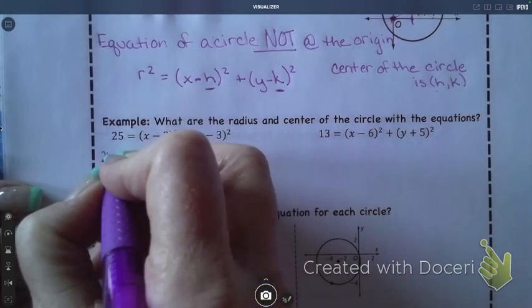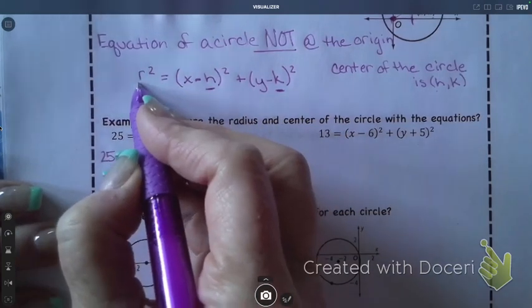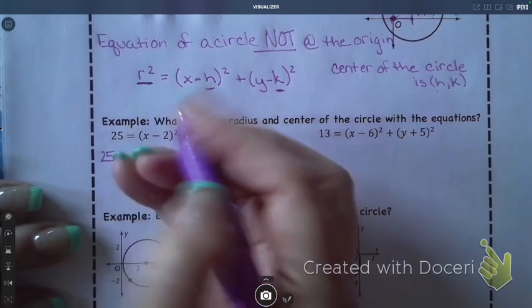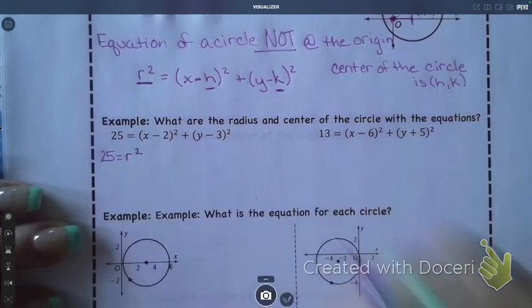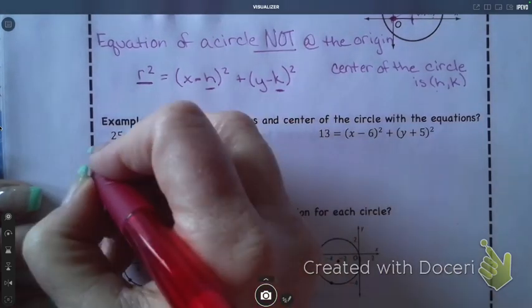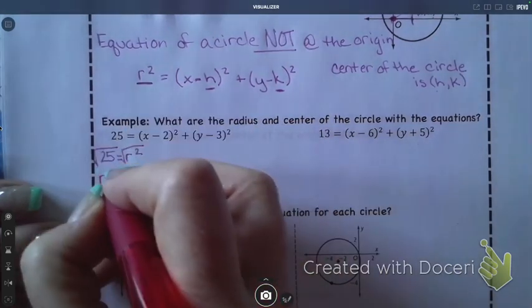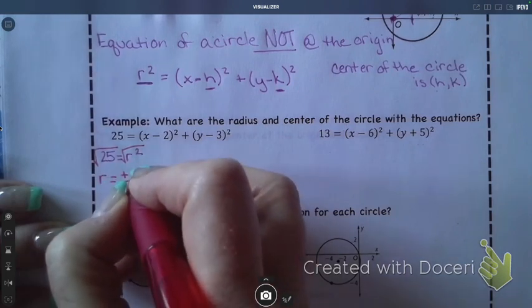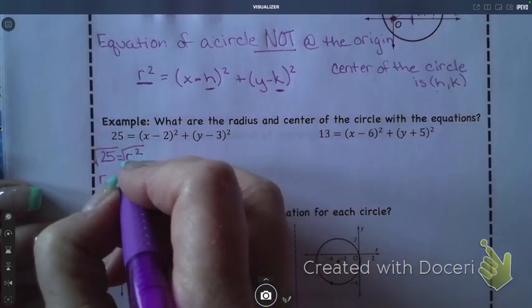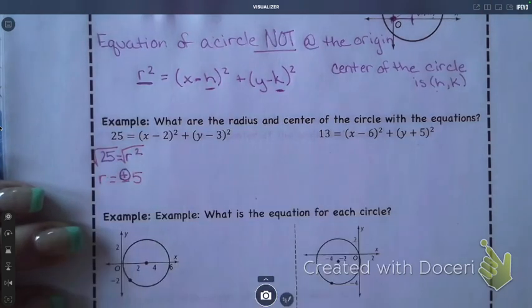25 equals what? R squared. So then I take the square root of it. So R would equal plus or minus 5, but can it be plus or minus? Why not? It can't be negative because radius is a distance. So the radius is 5.